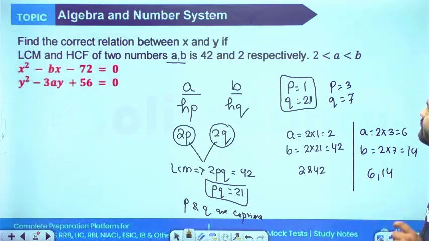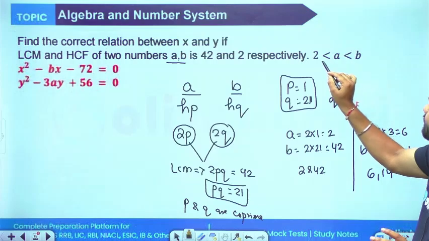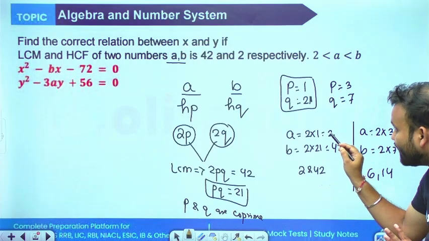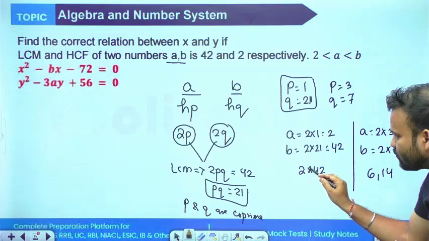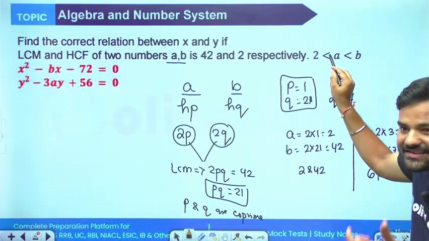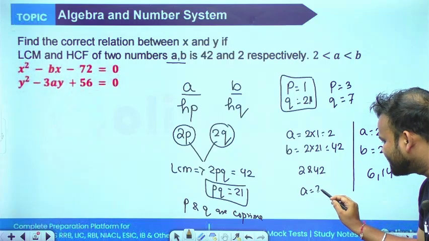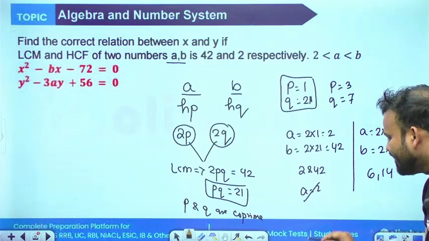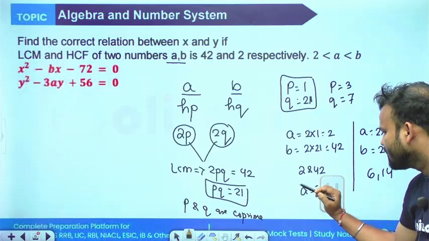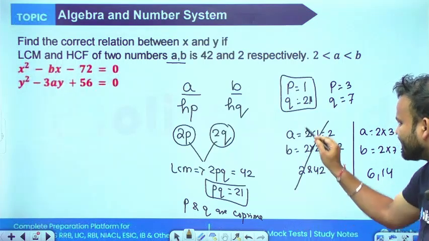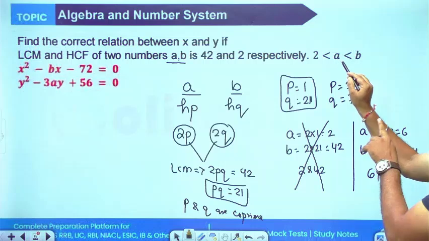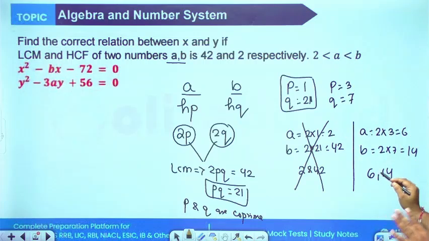Now the question says the value of A is more than 2. Here A is equal to 2, which is violating the condition. The value of A should be greater than 2. Here A is equal to 2, which is not a possibility, so we can discard this. So here A will be 6 and B will be 14, as B is greater than A. Fine. So we got the numbers A and B.